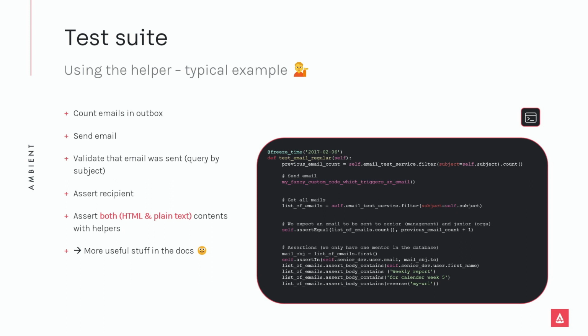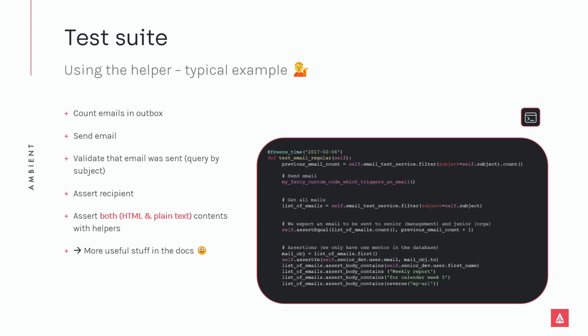And then I can do a list of emails .first, and this gives me a mail object. This mail object has a bunch of attributes you would expect, like the headers, like CC, to, reply to, etc. So you can do an assert in, because to is always a list. There can be multiple recipients. You can check if the email was sent to the right address.